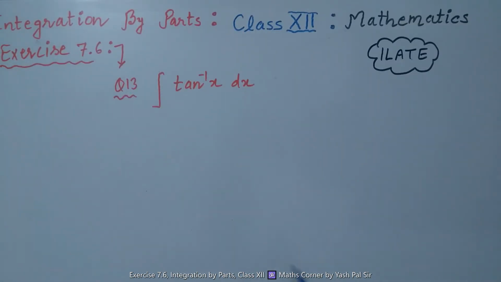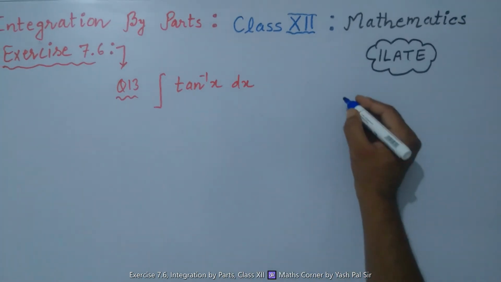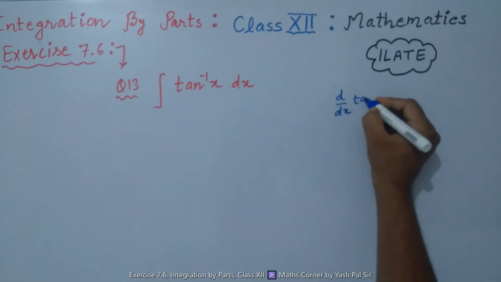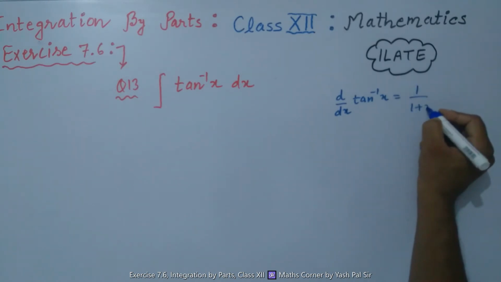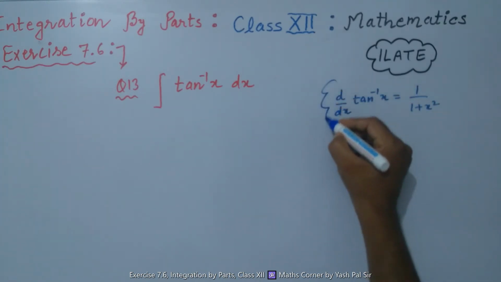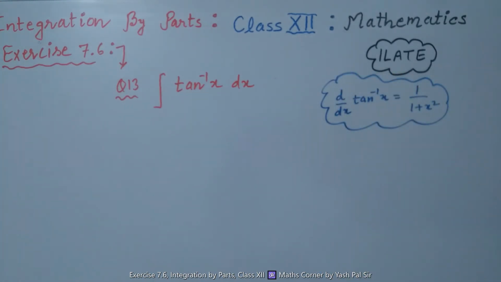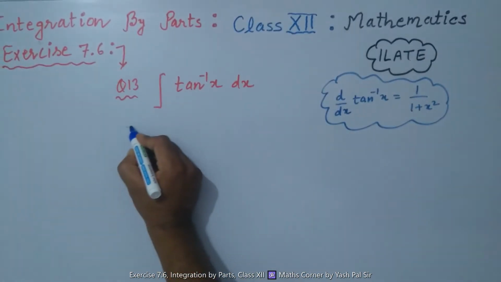Question number 13 is find the integration of tangent inverse x dx. So first of all my dear students, we know that the derivative of tangent inverse x is equal to 1 upon 1 plus x square, but we don't know what is the integration of tangent inverse x. So here we cannot apply the product rule directly; rather we can think of the integration by parts rule. So how can we think about that?